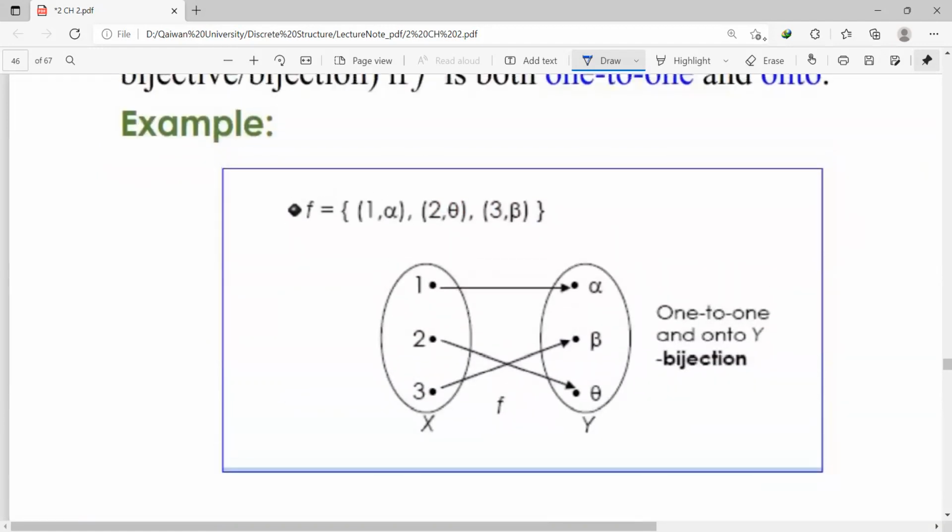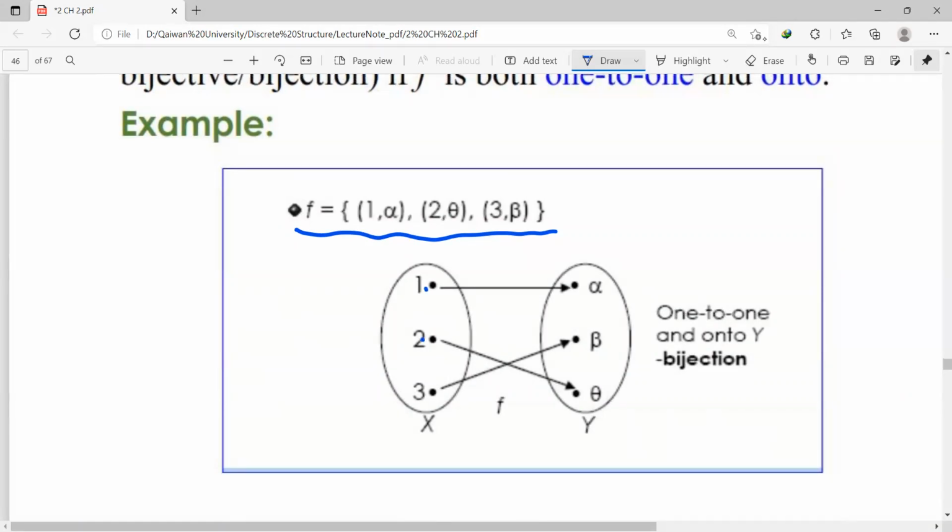Here we have an example. This is a function f from 1 to alpha, 2 to theta, and 3 to beta. Alpha, theta, and beta are images. Okay, image of 1, 2, and 3. This is one-to-one. Why?